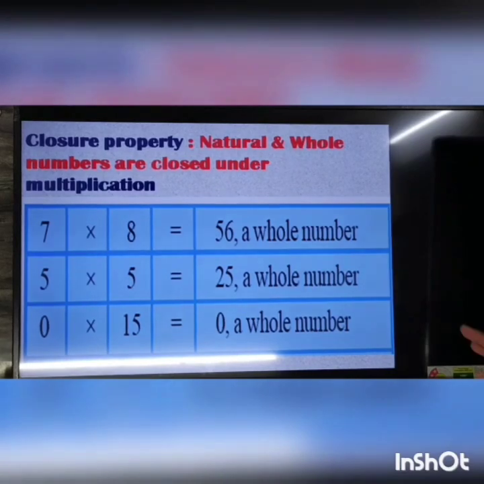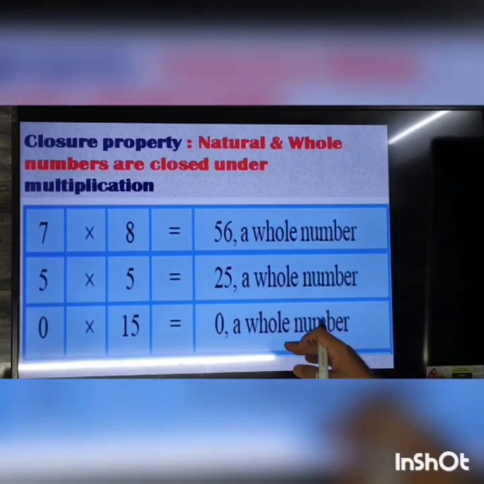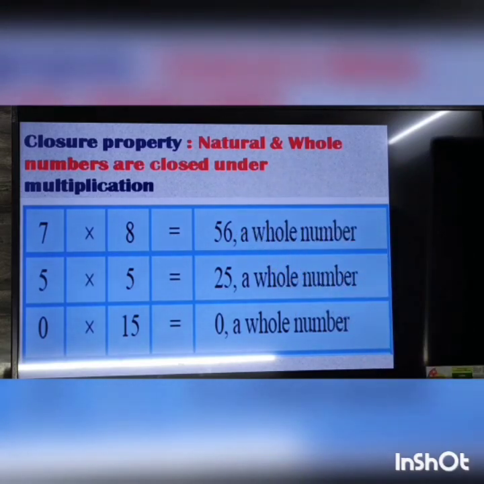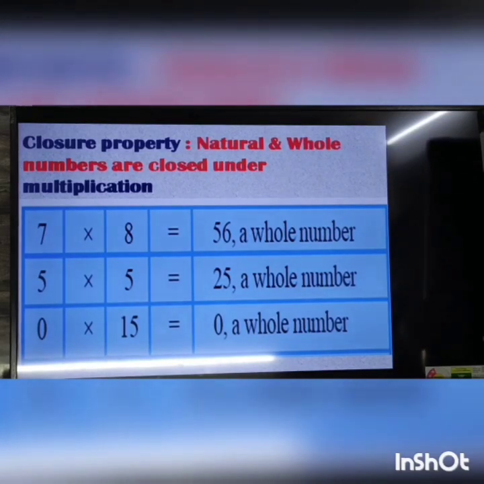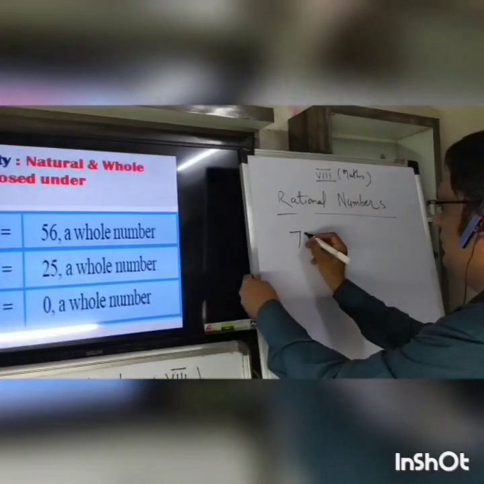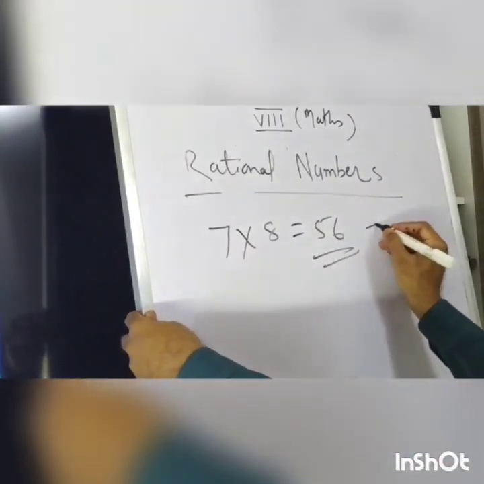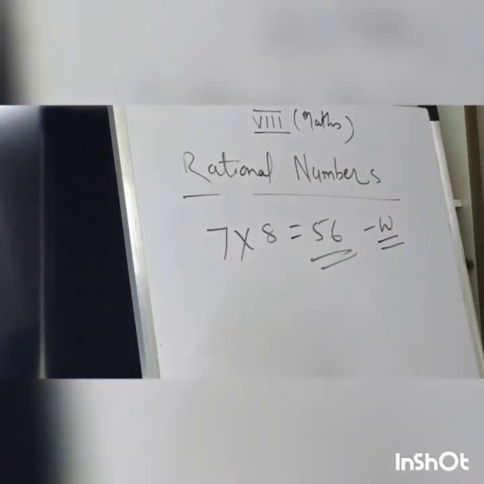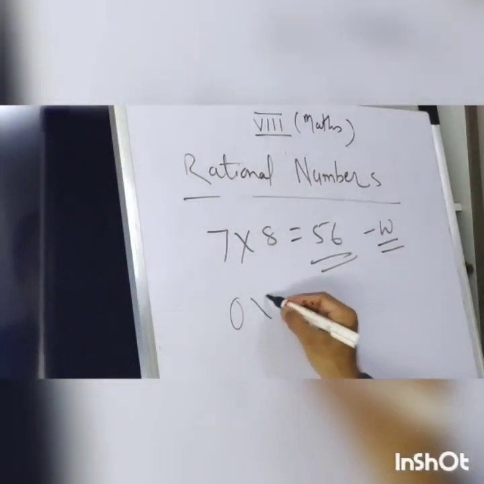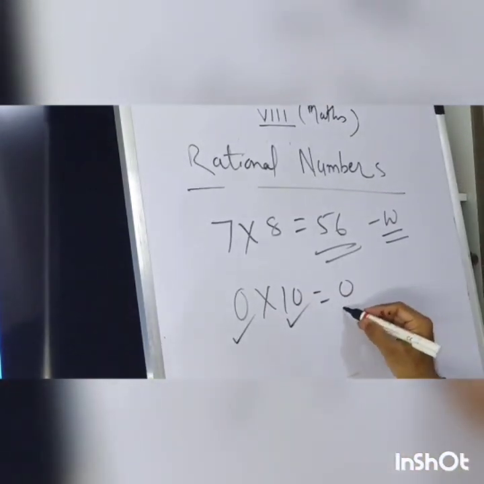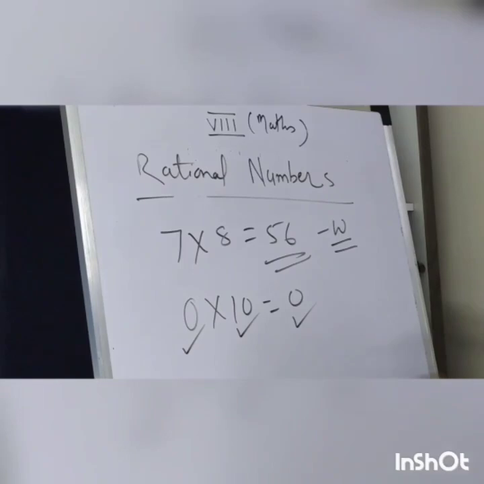Now let us see the closure property of natural numbers or whole numbers with respect to multiplication. Let us take another example, 7 and 8. 7 and 8 are whole numbers, and when we multiply 7 and 8, it results in 56. 56 is also a whole number. Another example, 0 into 10 is 0. 0 is a whole number and 10 is a whole number, and the product of 0 and 10 is also a whole number.